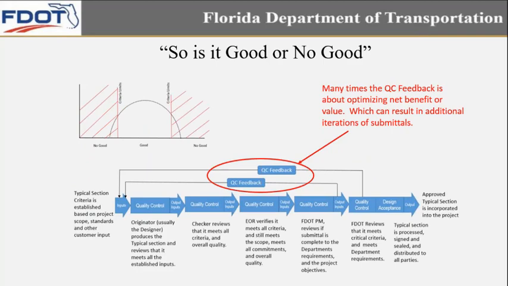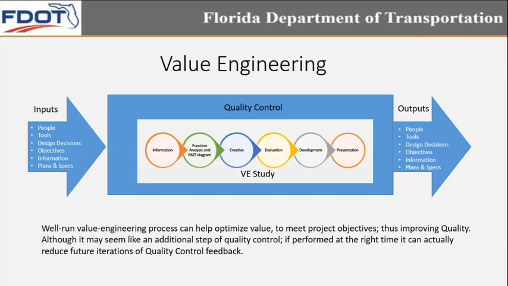So is it good or no good? Many times the QC feedback is really about optimizing the product, about optimizing net benefit or value, which can result in additional iterations or submittals. So one of the things that helps us with this whole process of avoiding these iterations, I feel, is value engineering.